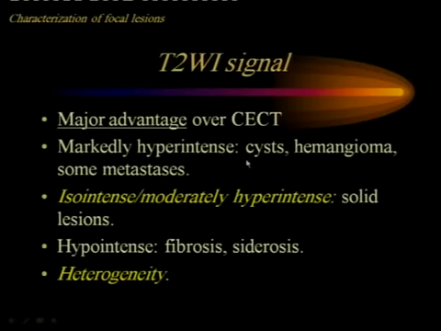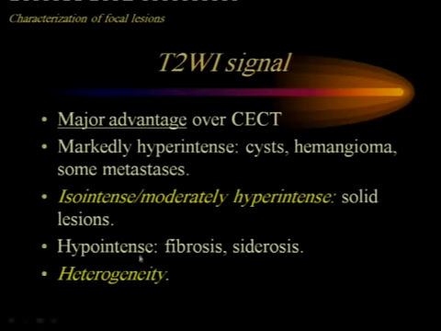Lesions that are markedly hyperintense tend to have fluid content mostly. Cysts, hemangiomas, necrotic metastases may show very high signal intensity. Some solid metastases may do this. Mucinous metastasis, for instance, can demonstrate very bright signal on T2. Iso-intense or moderately hyperintense lesions usually indicate a solid lesion. Oftentimes it's more worrisome for a malignant solid lesion, but some benign lesions may do this.